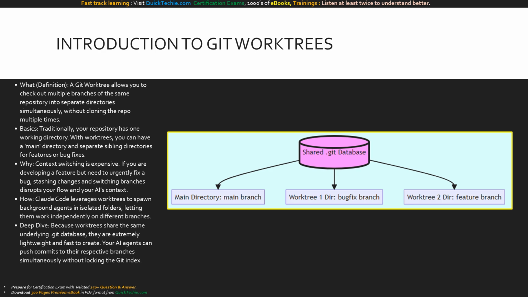Take a look at this flowchart representing the Worktree architecture. At the top, we have a single, shared .git database. Instead of just one working tree, it fans out into 3 distinct physical directories on your hard drive. You have your main directory on the main branch, Worktree 1 dedicated to a bug fix, and Worktree 2 dedicated to a new feature. All 3 exist simultaneously, allowing you to seamlessly tab between them.